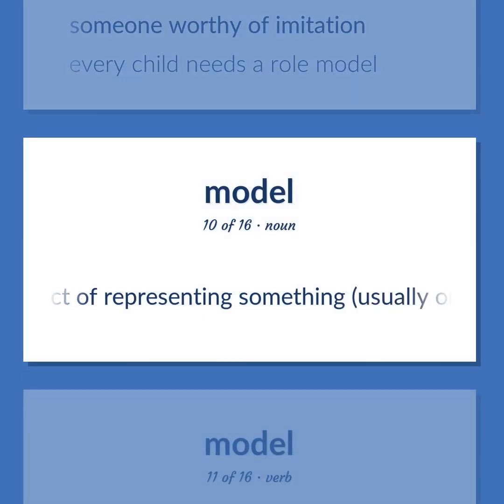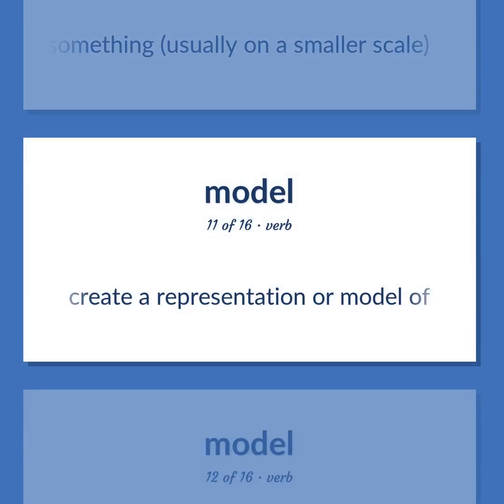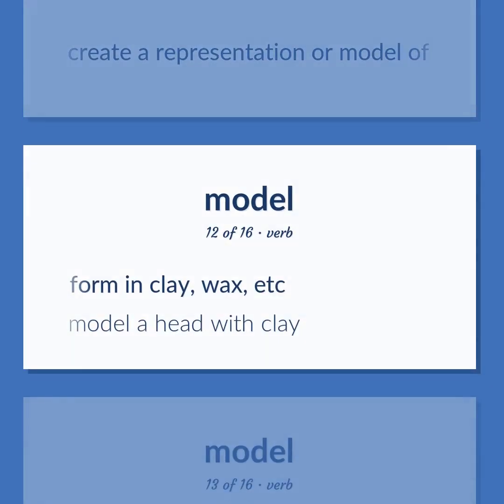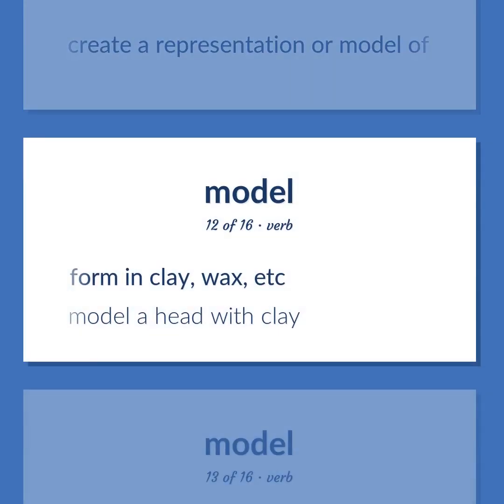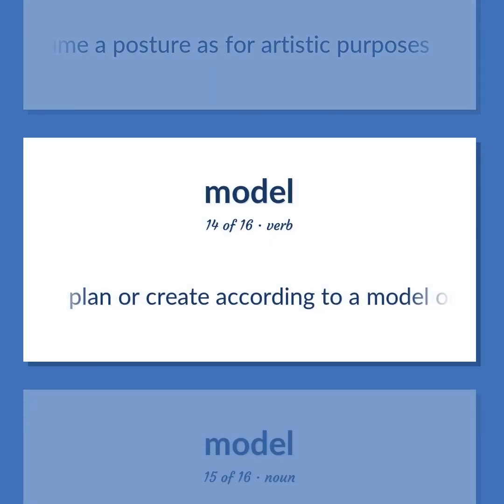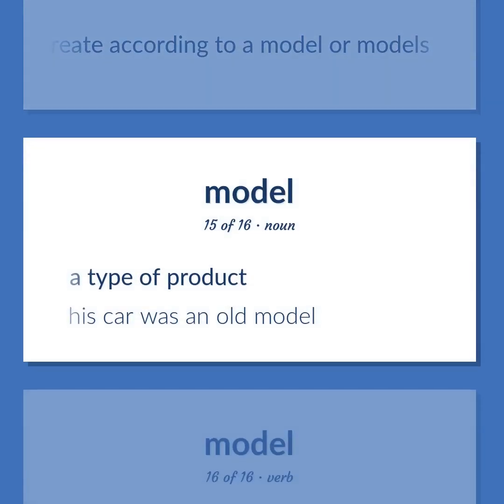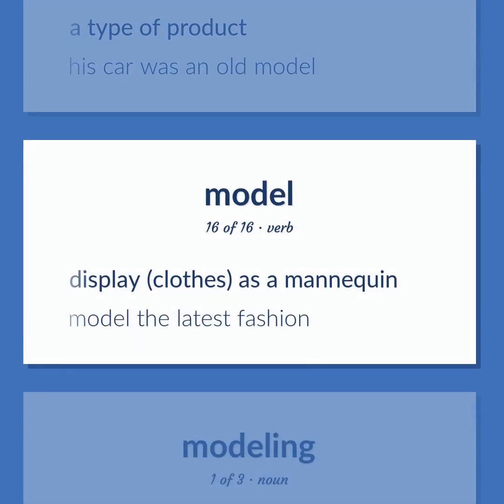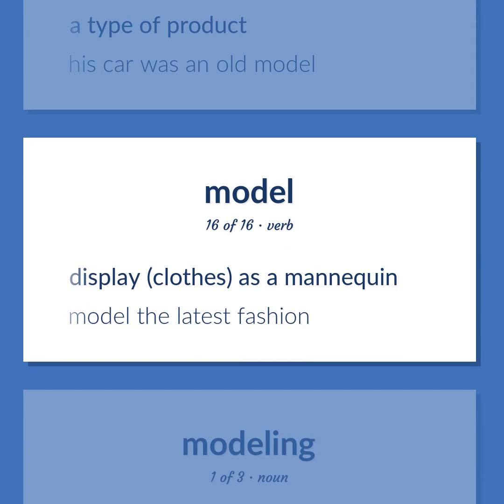The act of representing something, usually on a smaller scale. Create a representation or model of. Form in clay, wax, etc. Model a head with clay. Assume a posture as for artistic purposes. Plan or create according to a model or models. A type of product. His car was an old model. Display clothes, as a mannequin. Model the latest fashion.